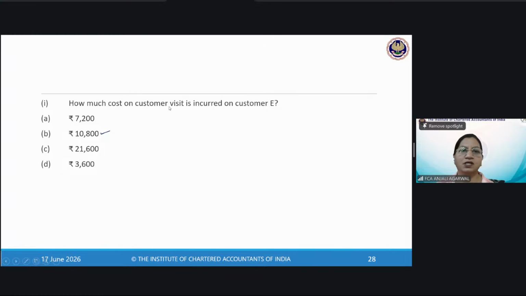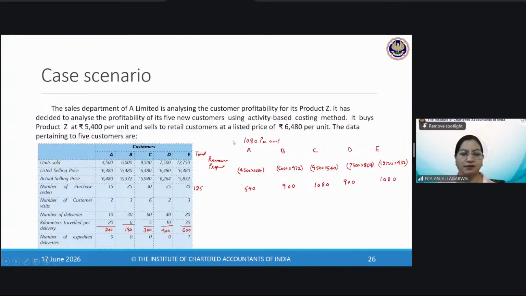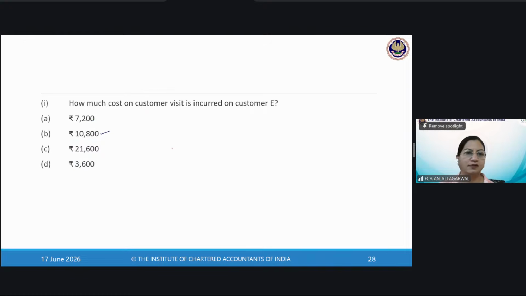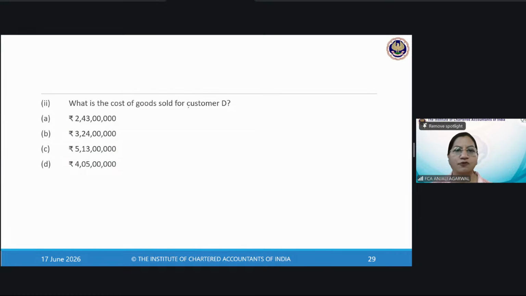How much cost on customer visit is incurred on customer E? Let's look at customer E. Customer visits paid to him are 3. Customer visit is 3,600 per customer visit. So our answer would be 3,600 into 3, right? So 10,800.